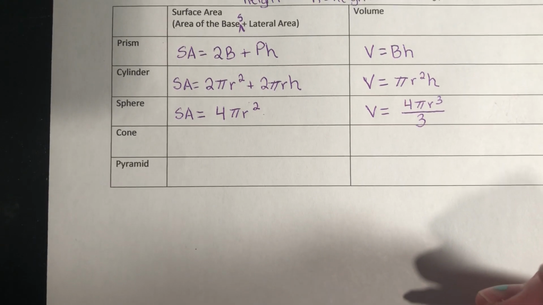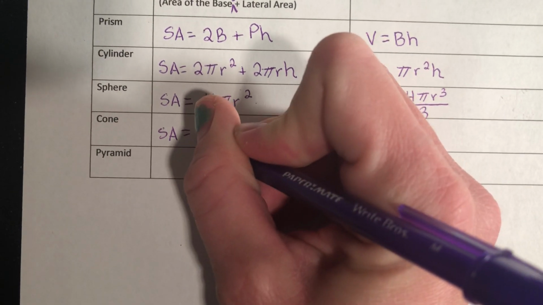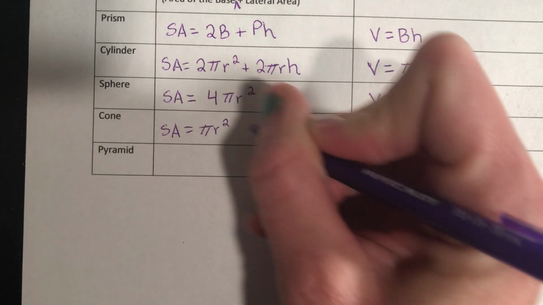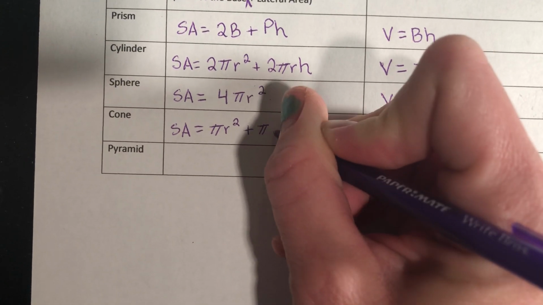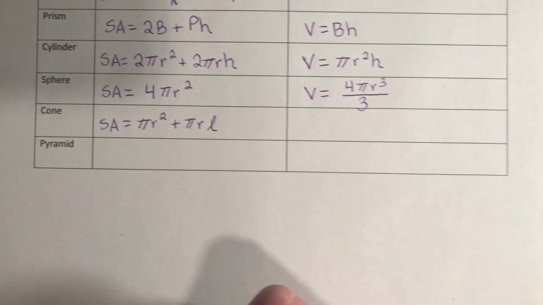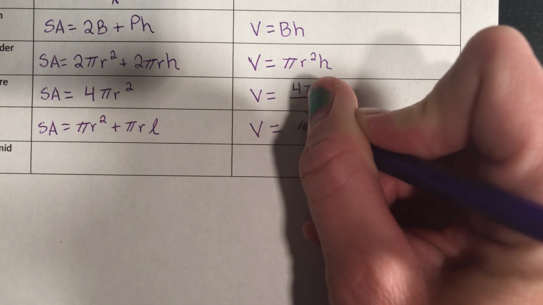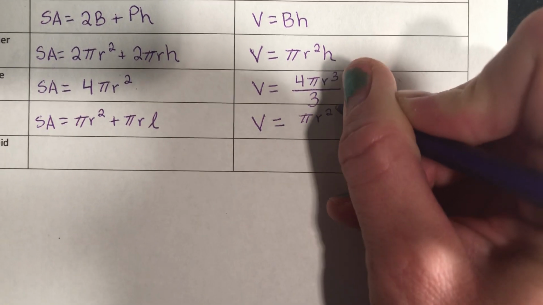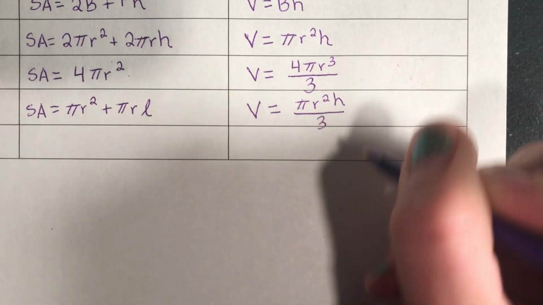All right, for a cone, surface area is going to be equal to pi r squared, area of the base, plus pi times the radius times the slant height. All right, and then volume of a cone is going to equal pi times r squared times the height, all divided by 3.